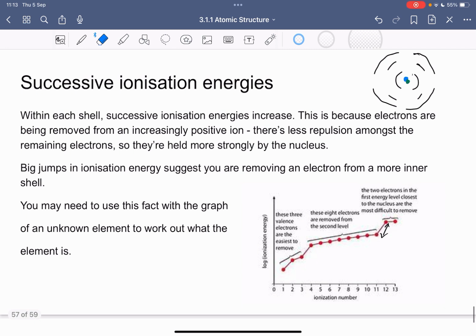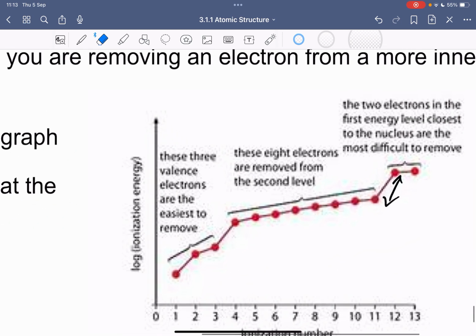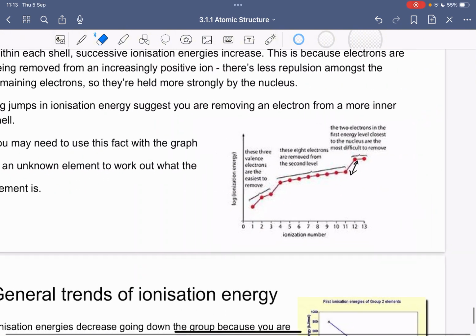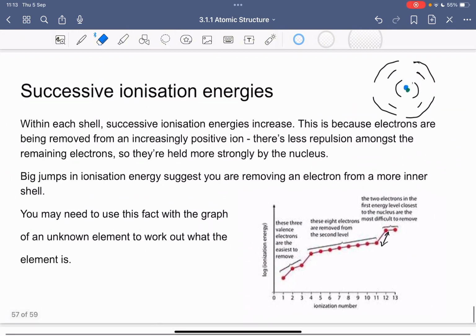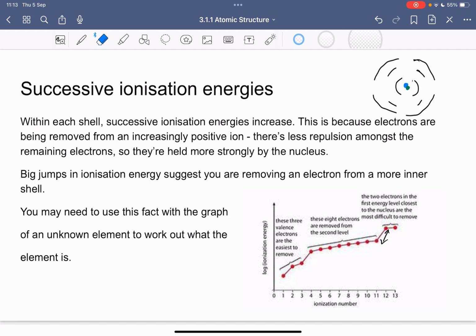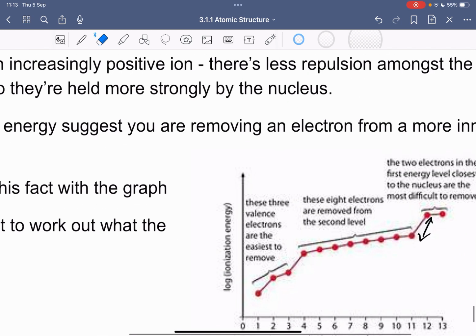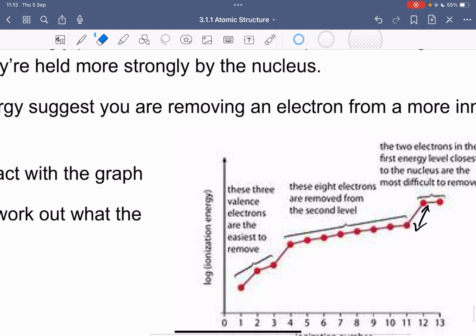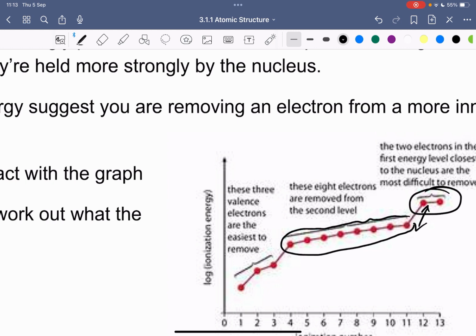You may need to use this fact with the graph of an unknown element to work out what the element is. A lot of the time, they show you a graph like this and tell you to figure out what atom it is. This is done by checking how many jumps there are. Here, we can see that this is one shell because they're all relatively similar. This is another shell, and this is another shell. So this is 3 shells altogether.